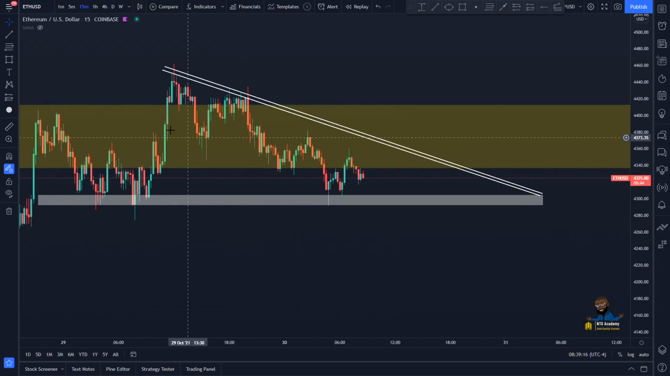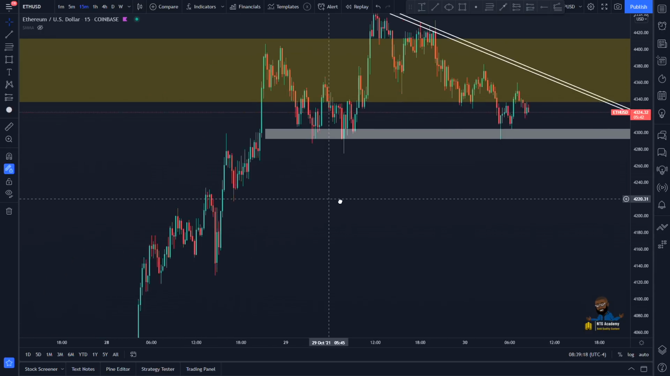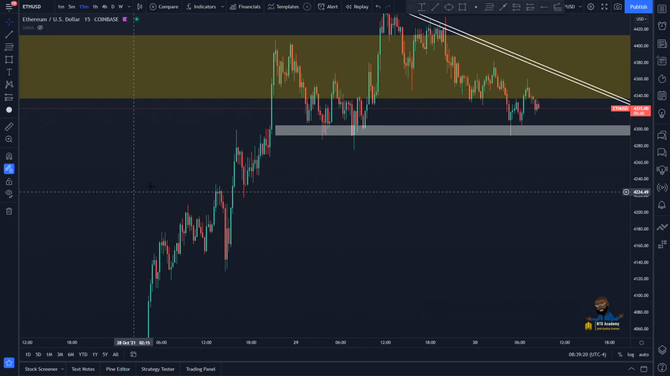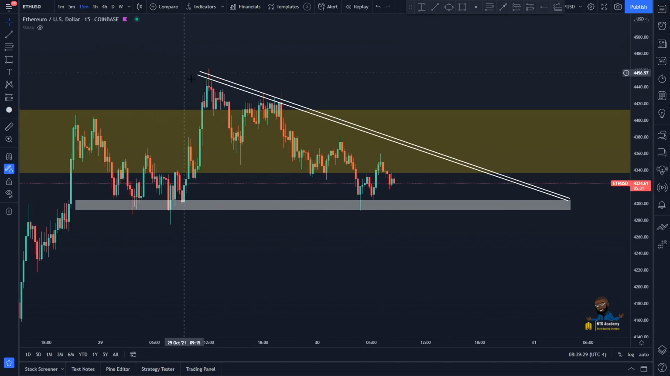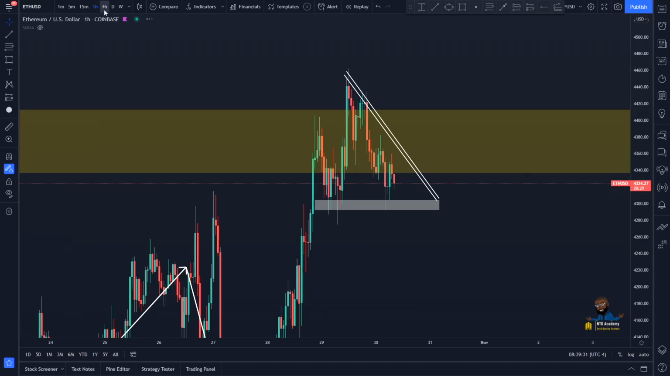Which is at the resistance area, right? Then we had the market structure could not break previous higher high. It broke previous high low. And then it continued right at the resistance zone, right? We have a bearish pattern here.